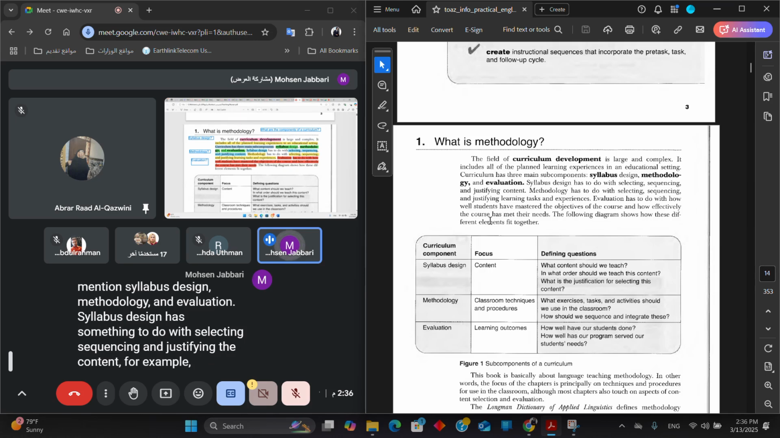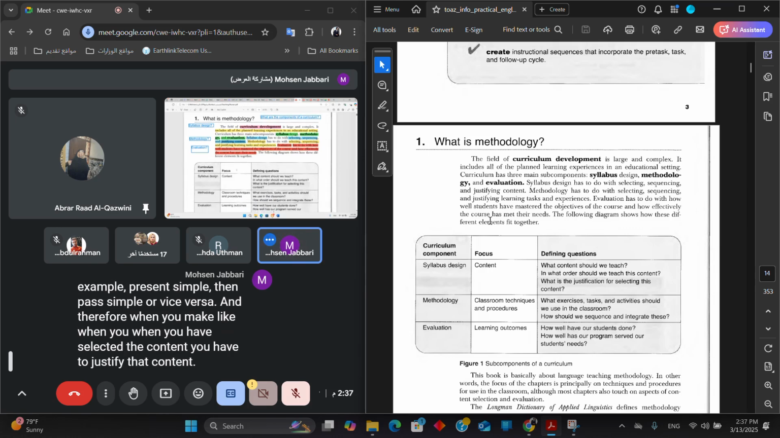For example, in a grammar book, which tenses are you going to present to the students first? Are you going to present them first with present continuous, then, for example, present simple, then past simple, or vice versa? And therefore, when you have selected the content, you have to justify that content.